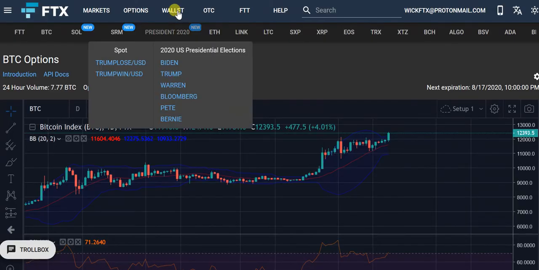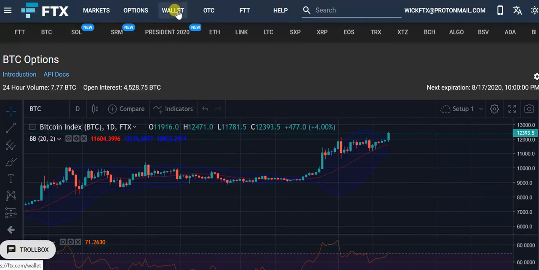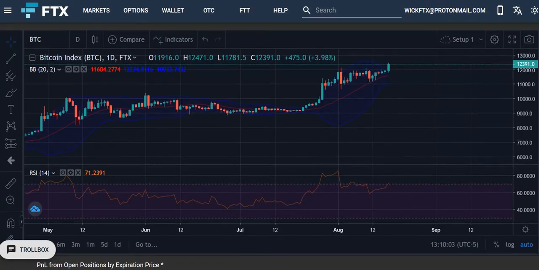To do so, just click on the wallet tab above, find Bitcoin, click on deposits, and that should bring up your deposit address. Moving forward, once you're ready to trade options, simply click on the option tab above, and it should pull up this page.